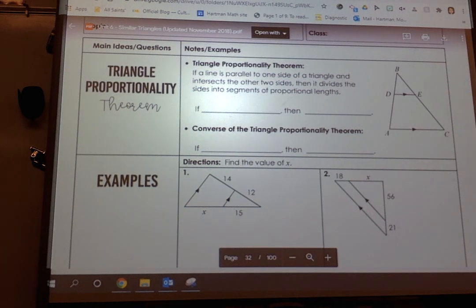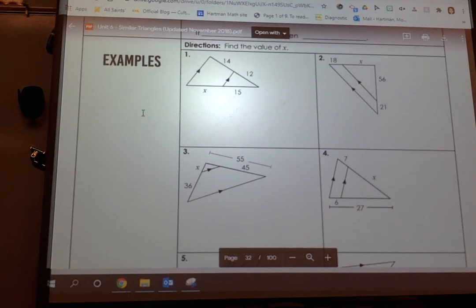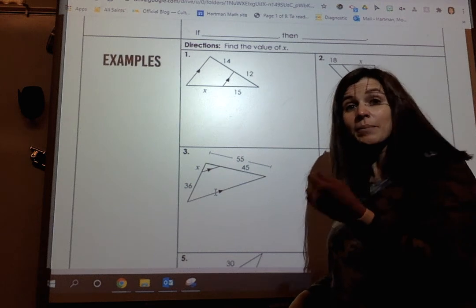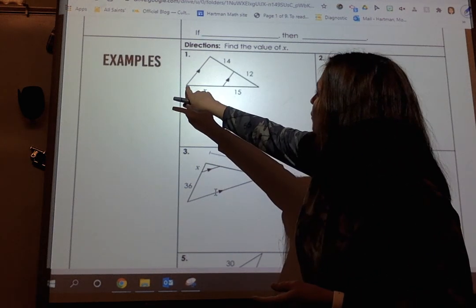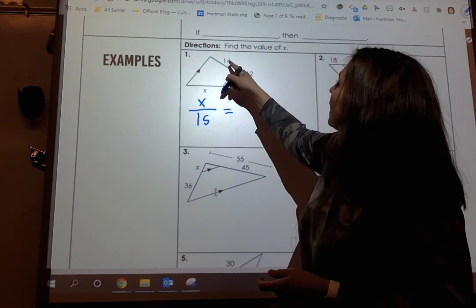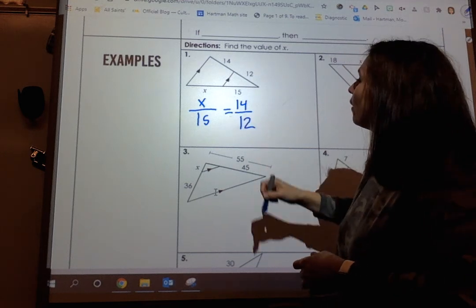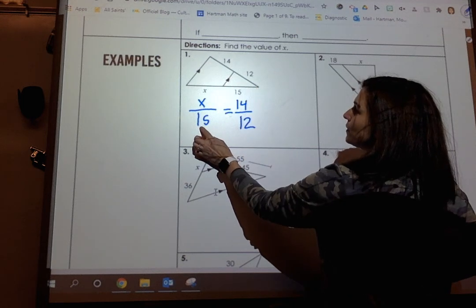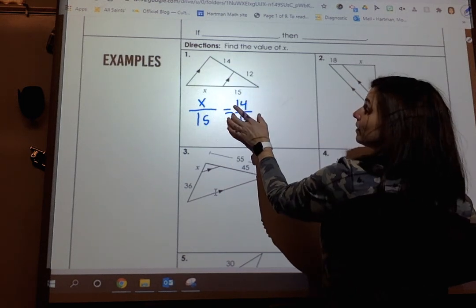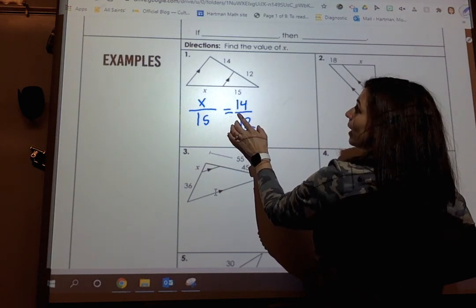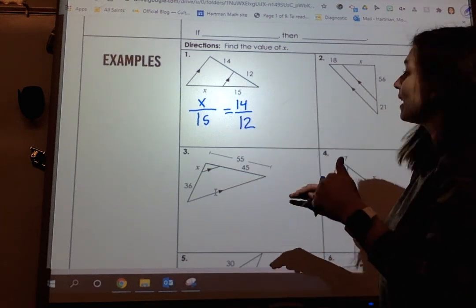If you look at number 1, I want you to notice about 1, 3, and 5, well, all of these actually, I know that these are parallel. Because they're parallel, that's the reason I can make these statements. So I can say that x is proportional to 15 and 14 is proportional to 12. Notice I'm taking the bottom chunk, that's my x, and then the top piece is 15. On the other side, I have to do the same: I'm taking 14 as my bottom part and then 12 as my top part. So you've got to make that consistent.